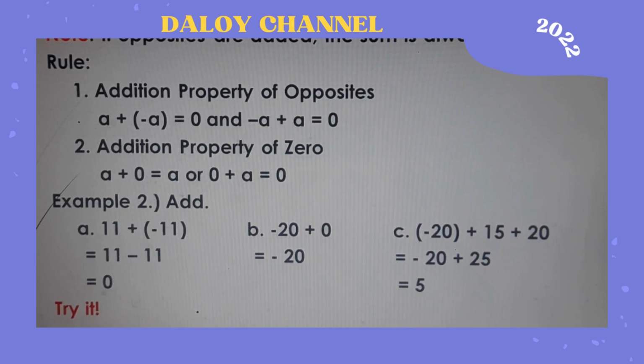Number 2, adding property of 0. Any number added by 0 remains itself. So 0 plus A is equal to A, or A plus 0 is equal to A. For example, we are required to add 11 plus negative 11. So it becomes 11 minus 11. The answer is 0.